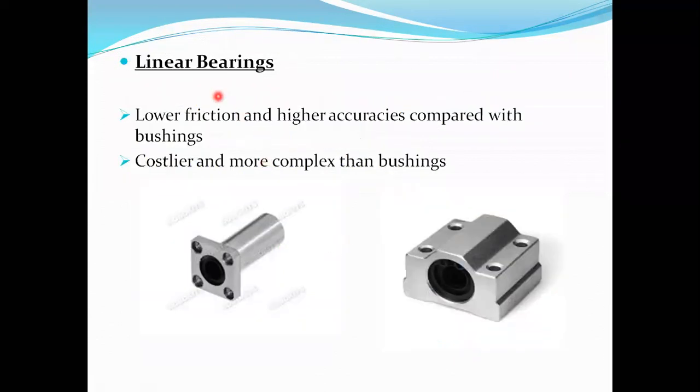The next type of bearing is the linear bearing. Whatever figure you are seeing is a type of linear bearing. It has lower friction and higher accuracy compared to bushes. Linear bearings have less friction and higher accuracy, but they are more costly and complex compared to the bushing. Here, inside this we are going to place a rotating component, and this is the stationary component.